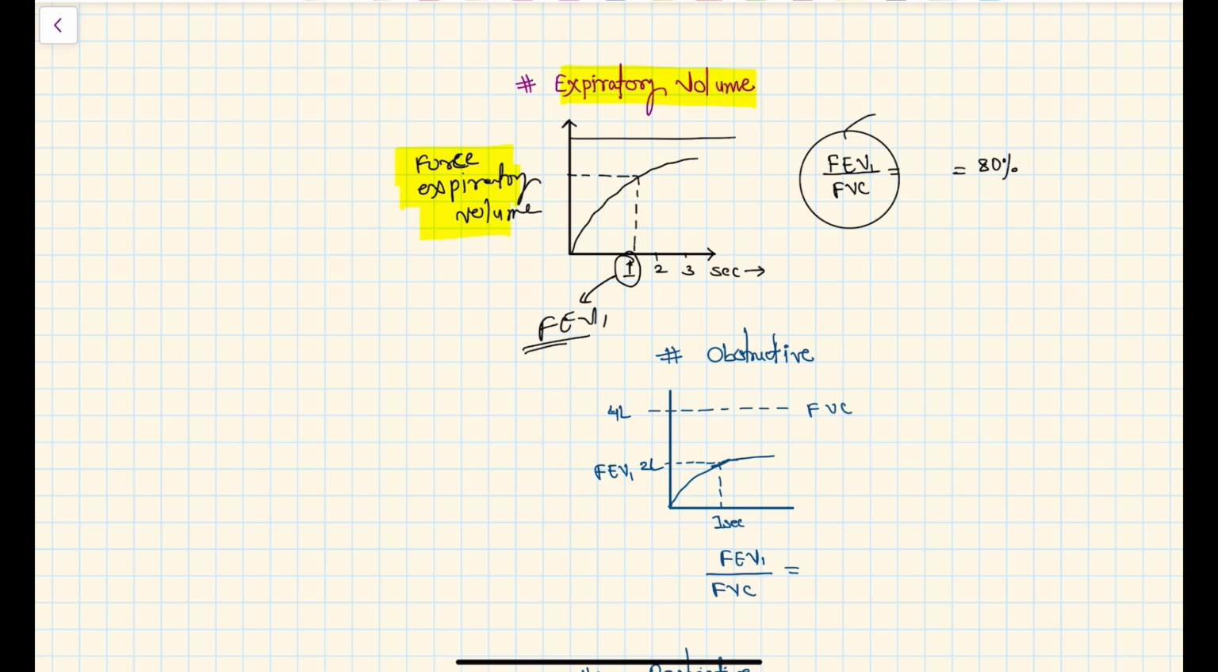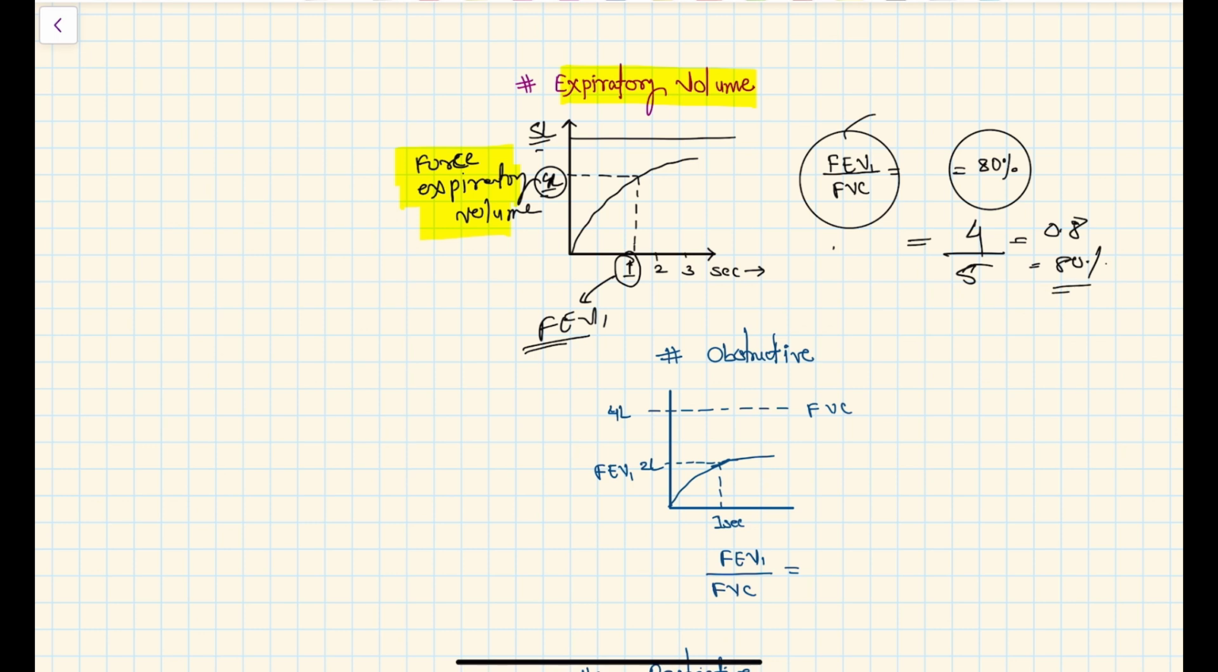The normal ratio is 80%. Okay, the normal ratio is 80%. FEV1 by FVC is 80%. So see here, suppose this is 5 liter, this is 4 liter. What is FEV1 here? FEV1 is 4 liter. At first second it is 4 liter. Now, what is FVC here? 5 liter. So it is 0.8, so it is 80%.